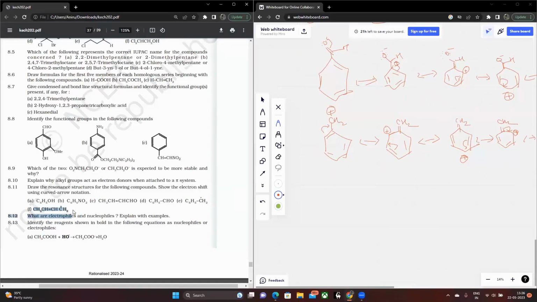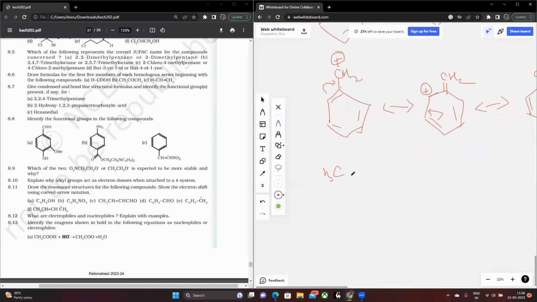And finally, you have this CH3CH=CH-CH2 plus, right? Only 2 resonance forms here. This goes here, brings the plus charge here, right? Don't have any other form. This is the butene-1-yl carbocation, right?